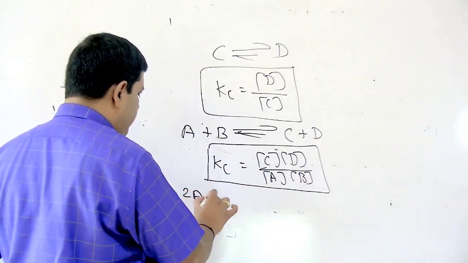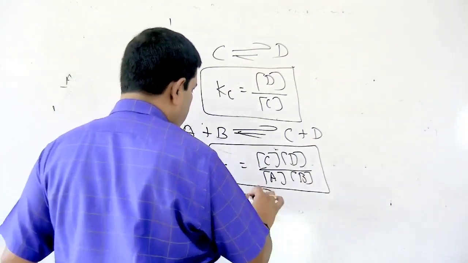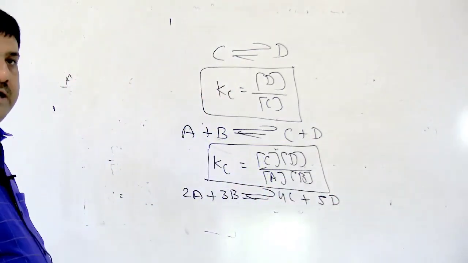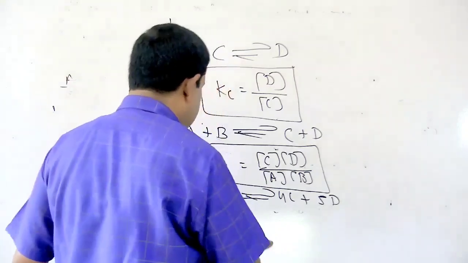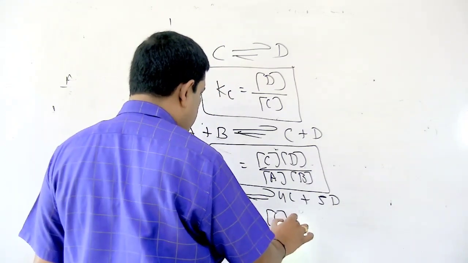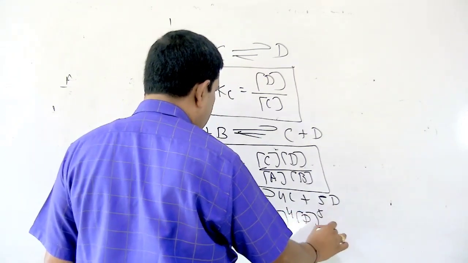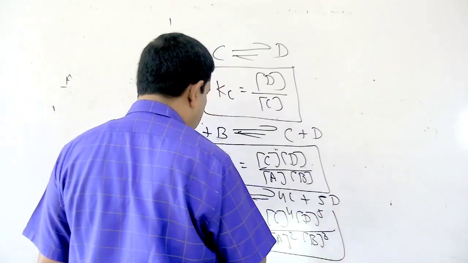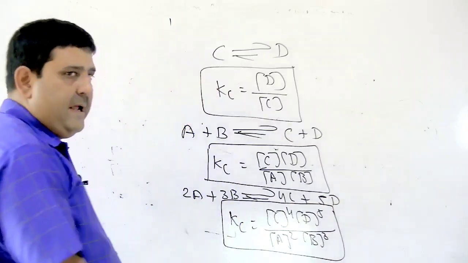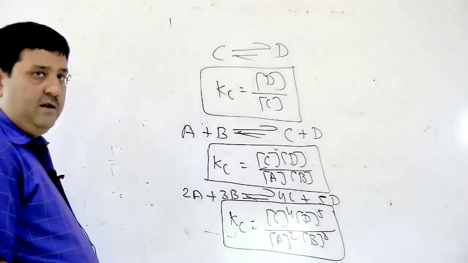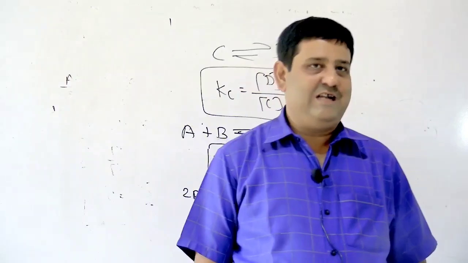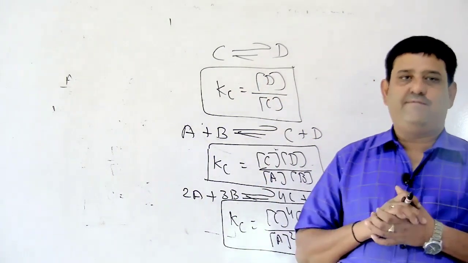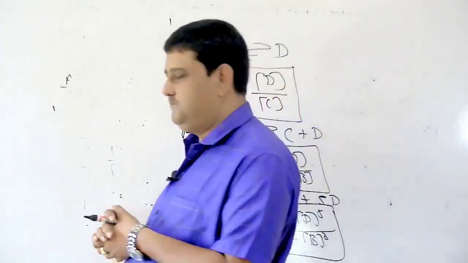Suppose there is a generalized equation, 2A plus 3B gives 4C plus 5D. There are multipliers, certain moles, on the reactants and products. In that case, Kc is equal to C to the power 4 into D to the power 5 upon A to the power 2 into B to the power 3. Every multiplier goes on to the power. That must be clear to you.